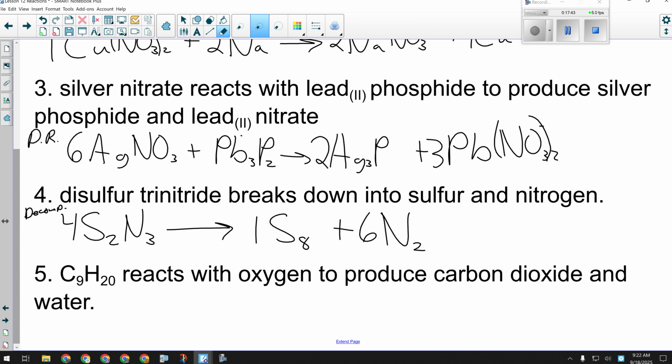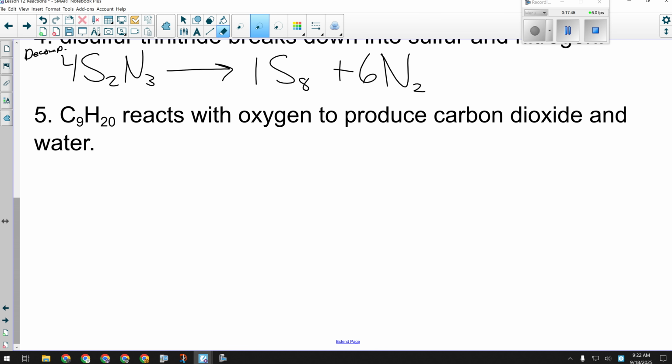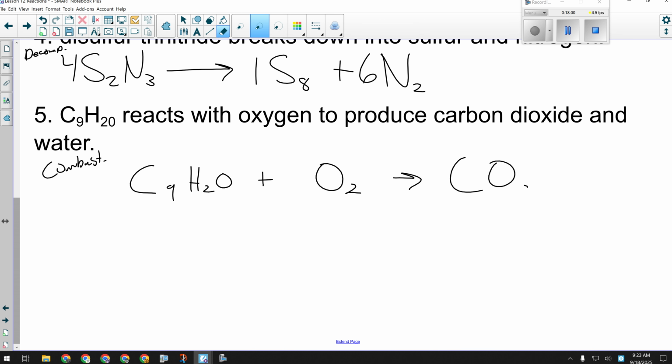Okay. So for number 5, we got our combustion reaction here because we got our C9H20. Okay, so we'll just write right away that that's combustion. Okay, so C9H20 plus oxygen gives CO2 and water. All right, do I need both rules? I do not. 9 is an odd number, so I don't need the rule of 2 here.